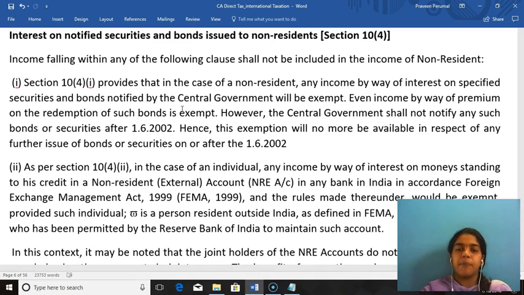However, the central government shall not notify any such bonds and securities after 1/6/2002. So the cutoff date is 1/6/2002. After that, it has not yet notified any such bonds or securities. Hence, this exemption will no more be available in respect of any further issue of bonds or securities on or after 1/6/2002. So the cutoff date is 1/6/2002.